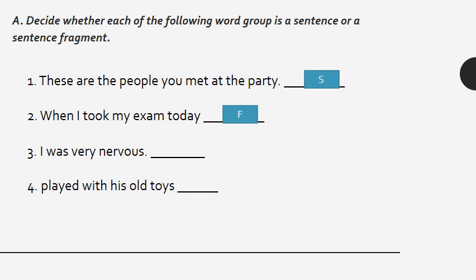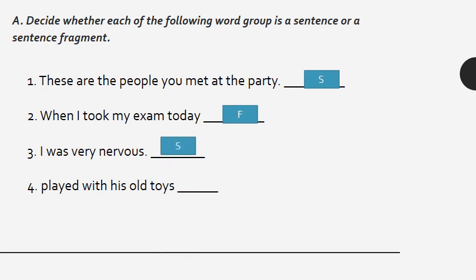I have a subject. Where is the verb? Was. Was is the verb. Does it give a complete thought? Yes, it gives a complete thought. So I have a noun, a subject, a verb, and a complete thought. So it is a sentence.